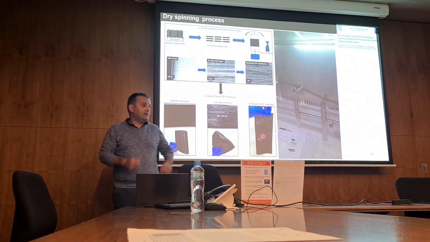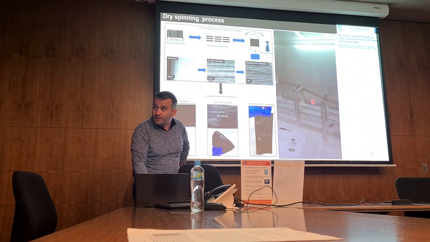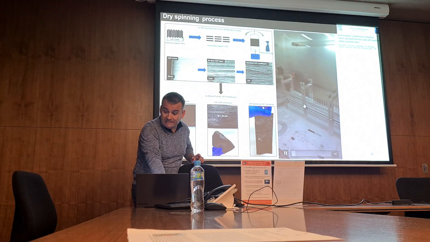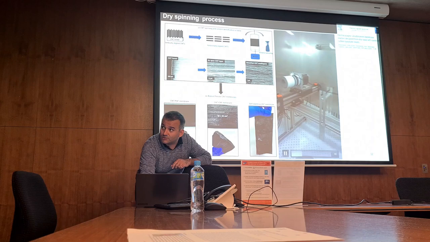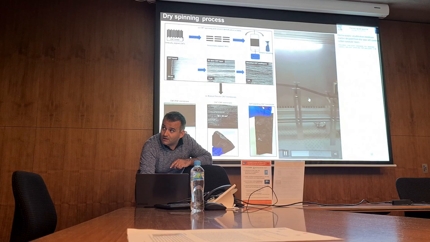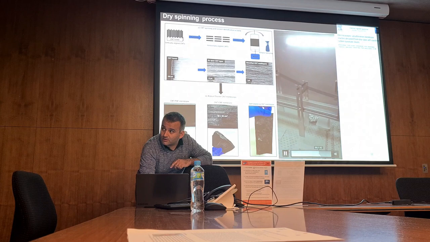And if we try to look at the video. So here, what you have is a CNT web being spun and being collected onto a PSF membrane. You see on the right-hand side where the wafer is. Okay, so here it starts from a wafer.